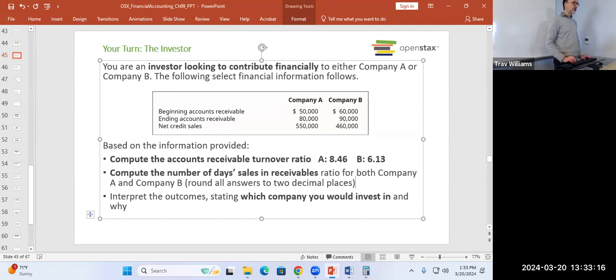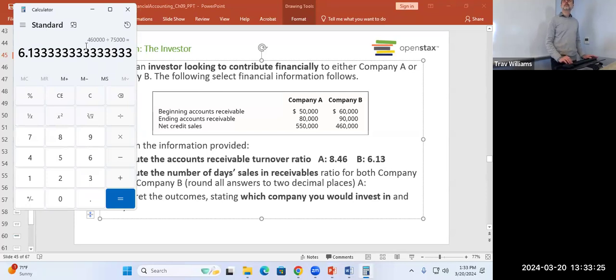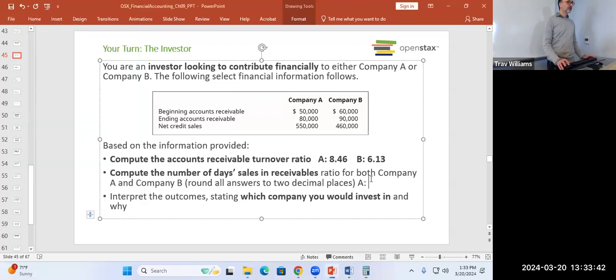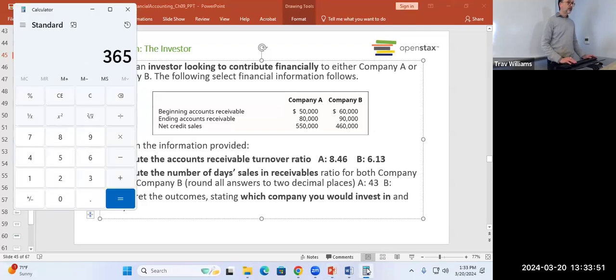Okay, and then what do I do again for number of days sales in receivables? This is the easy one. Take 365 divided by the AR turnover ratio. So for A, we get 43 days. And then for B, again, we take 365, divide by the AR turnover ratio. We'll call that 60 days.